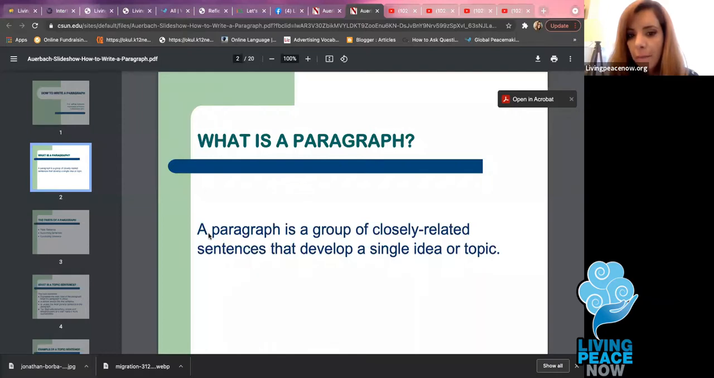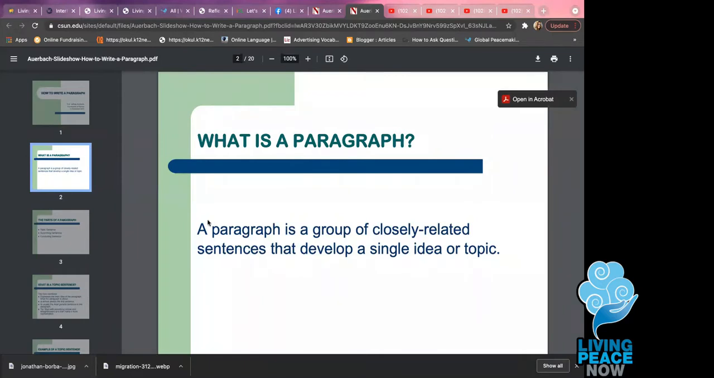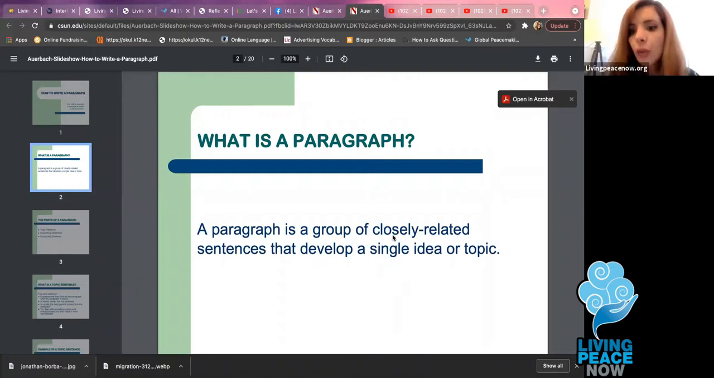A paragraph is a group of classified sentences to develop a single idea or topic. Yes, but loudly, please. We can't hear you. Can you read loudly? Okay, I can read. What's a paragraph? A paragraph is a group of closely related sentences that develop a single idea or topic. Yes, thank you. A group of closely related sentences.